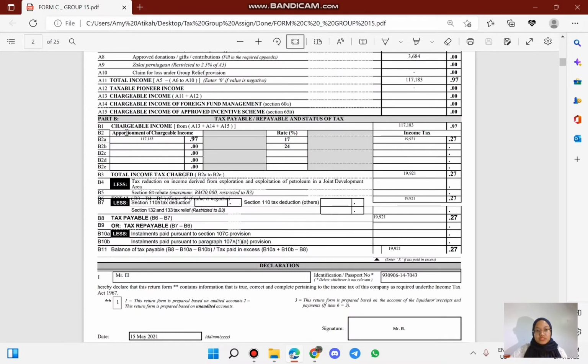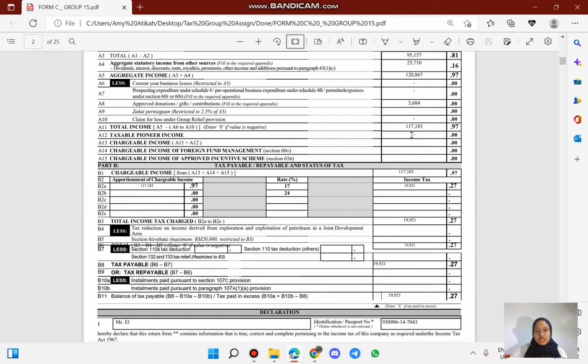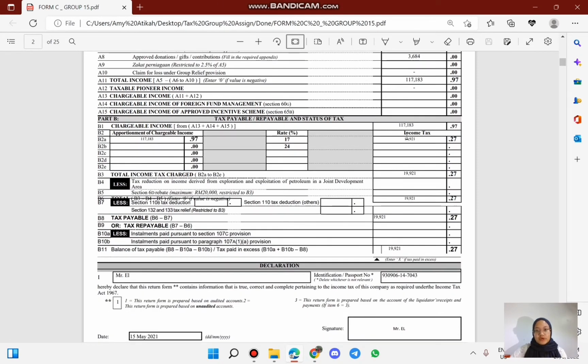Okay, move on with the chargeable income. We don't have any deductions here, so we just get the total for chargeable income. As for the calculated chargeable income, we get 117,183.97. We put it over here with the rate of 70%, which is for the first 600,000, and then the income tax we get is 19,921.27, and it becomes the total income tax charged for that year.